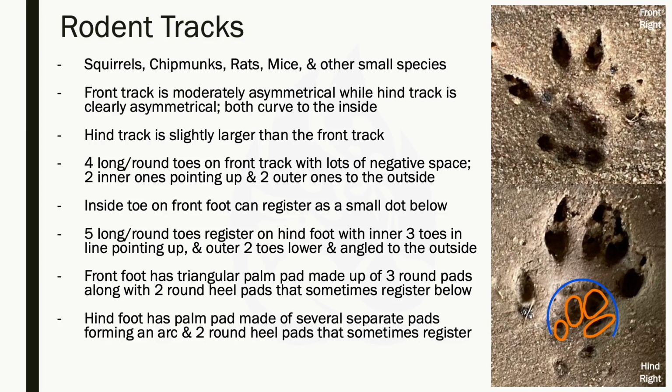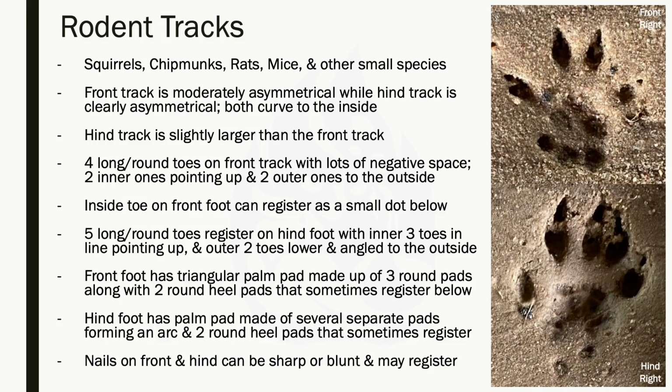Okay, and so when you see that on the hind track, a lot of times you won't see the individual ones, but you'll get this overall arc shape, which is clear. And then below it, you'll often find 2 heel pads, just like in the front track. Okay, again, they don't always register, but again, you want to look for them because it's a clear indication of a rodent when you see that. And then finally, a lot of times with rodents, you will see the nail marks register, okay? Now, not always.